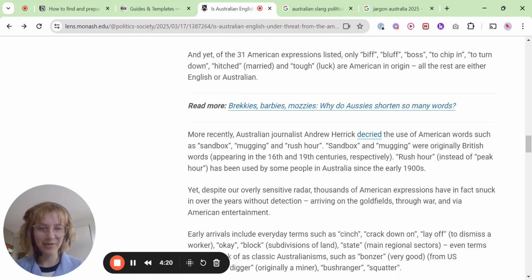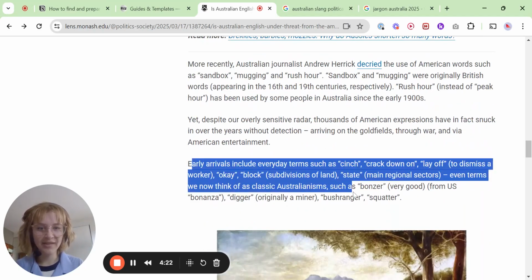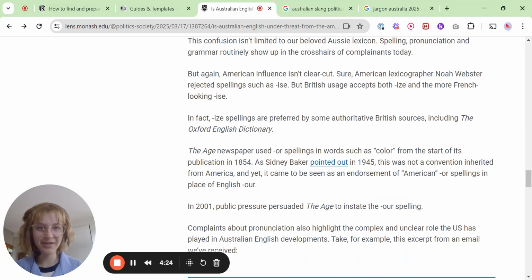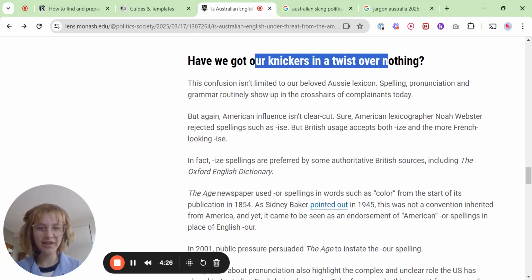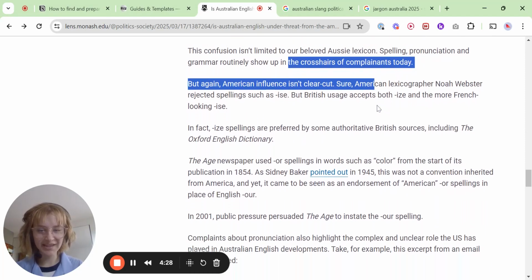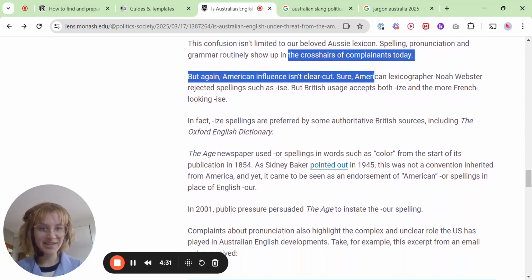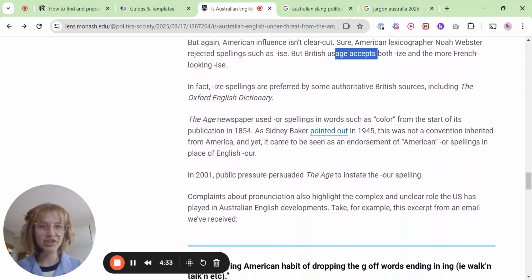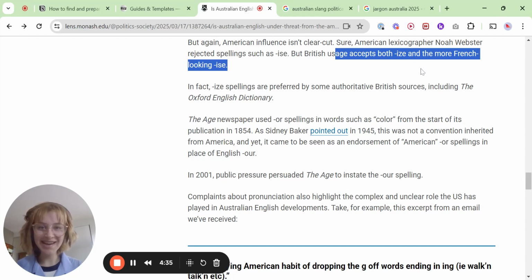I highly, highly recommend you guys read this. And look at this: "Nick isn't a twist over nothing. We love our Aussie lexicon. American influence isn't clear cut. British usage accepts both 'ise' and 'ize'", which, using Notion, is very, very frustrating, as you guys can probably tell.